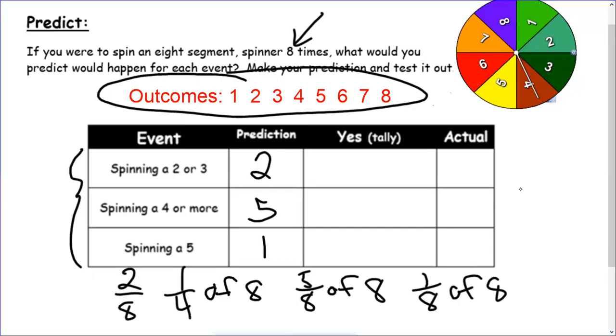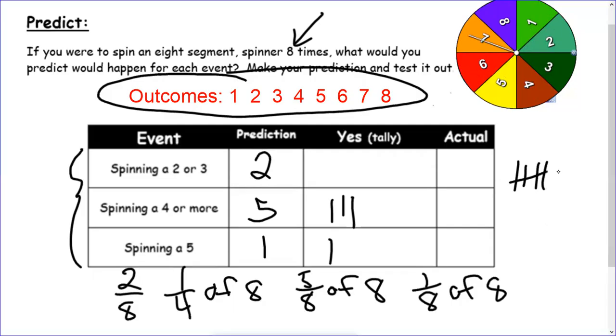I'm going to make tally marks over here. So we got a 4. I would go here. Let's spin again. That was a terrible spin. Try again. 4 again. Here's our third spin, and we got a 5. And 4 or more, so I'm going to make a tally mark here. Here comes our fourth spin. We got a 1, so that would be none of these.